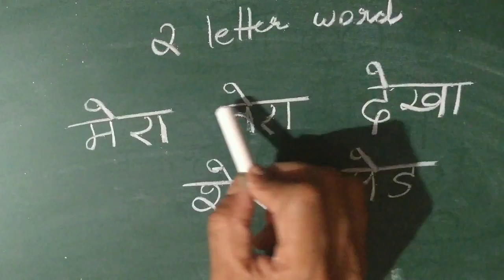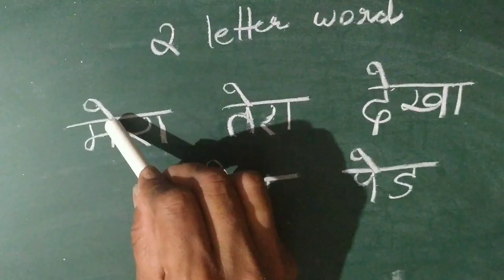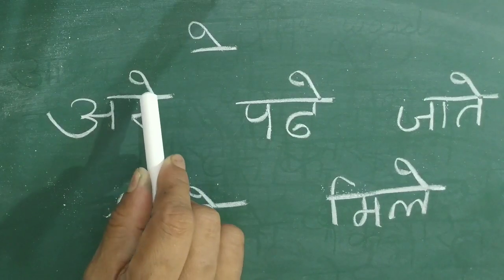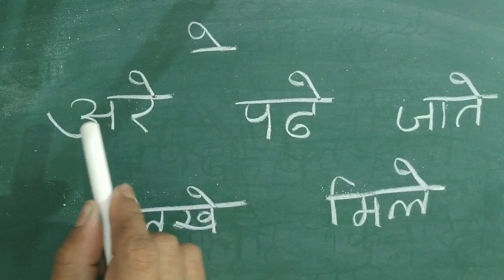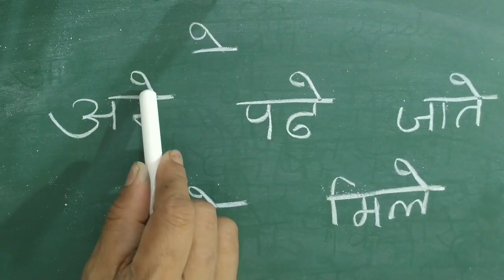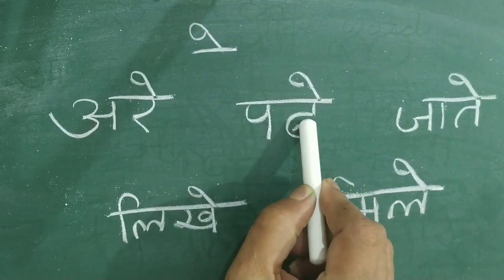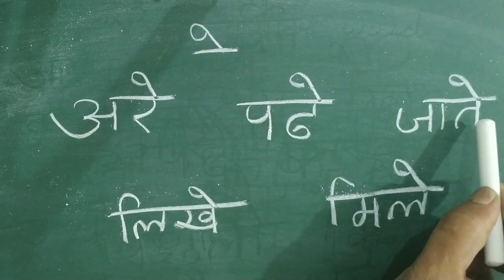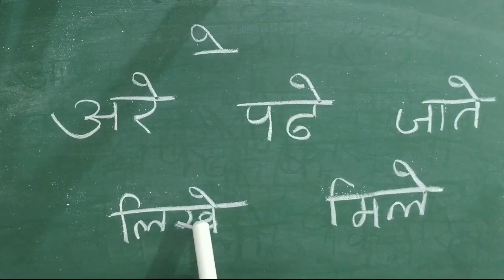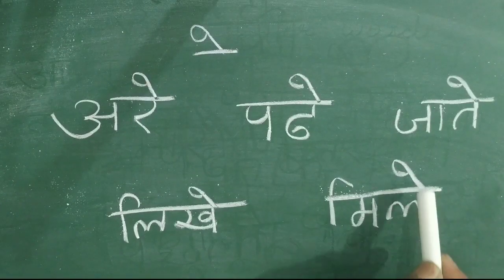So here the matra comes on the first letter. Here you can see the symbol is on the second letter. So read it. A re, are. Pa de, pade. Ja te, jate. Li ke, like. Mi le, mile.